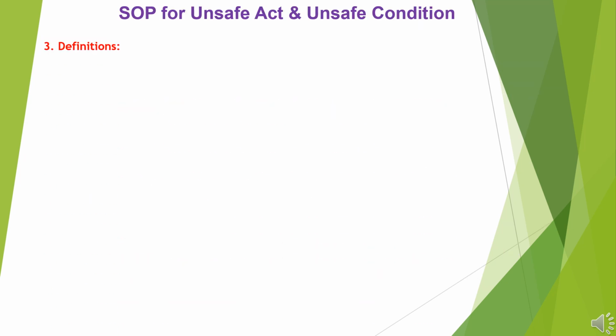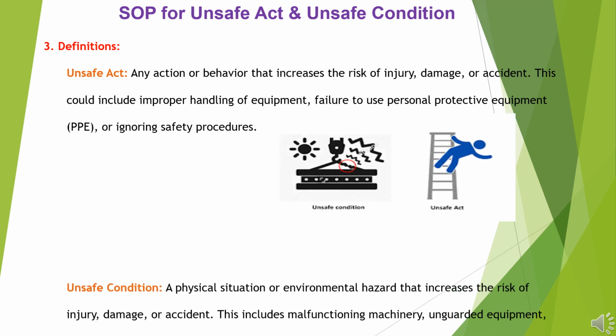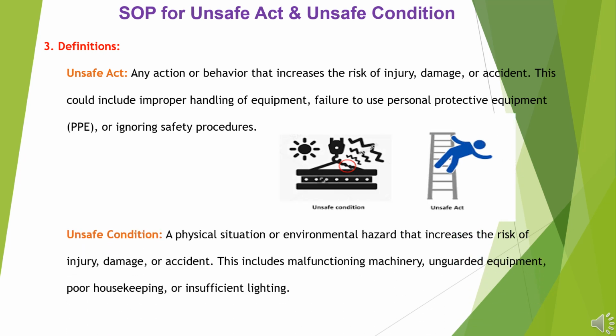3. Definitions. Unsafe act: any action or behavior that increases the risk of injury, damage, or accident. This could include improper handling of equipment, failure to use personal protective equipment, PPE, or ignoring safety procedures. Unsafe condition: a physical situation or environmental hazard that increases the risk of injury, damage, or accident. This includes malfunctioning machinery, unguarded equipment, poor housekeeping, or insufficient lighting.